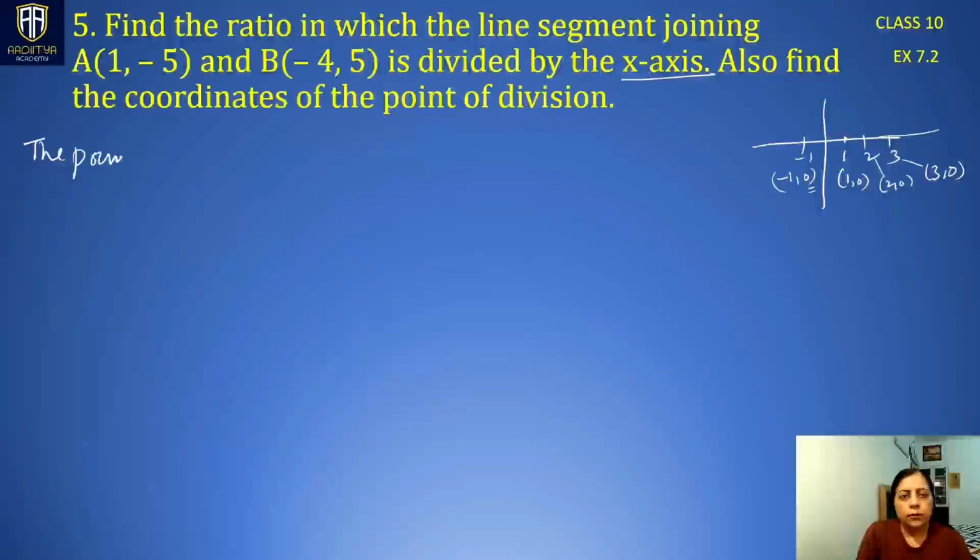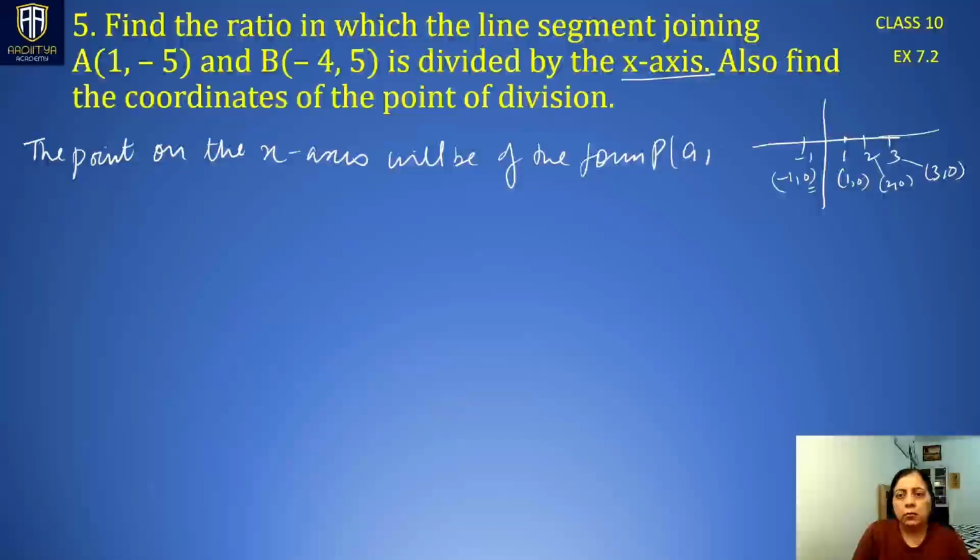The point on the x-axis will be of the form P(a, 0), right? So this is the general notation. Any point on the x-axis will have its y coordinate 0. So now I use this.